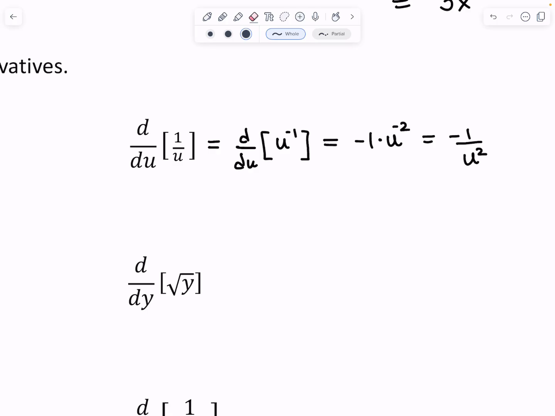Now notice in my notation, the differential operator I continue to write in my second step because I had not yet calculated a derivative.